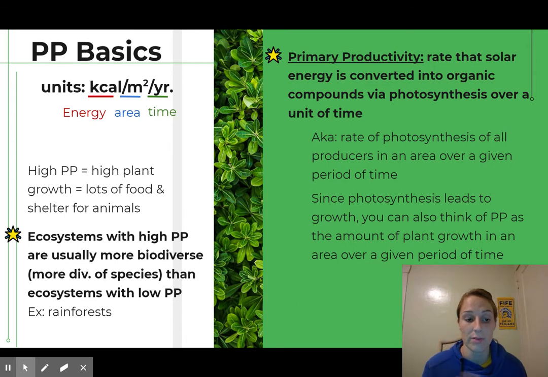There's a lot more biodiversity. So they have a diversity of species. You have a lot of different types of plants and animals and bugs. And the high primary productivity areas are going to be more diverse than ecosystems with low primary productivities. So if you think back to our biomes, think about a rainforest versus a tundra. Rainforest is going to have higher primary productivity, and it's going to be way more biodiverse than what you're seeing in a tundra.